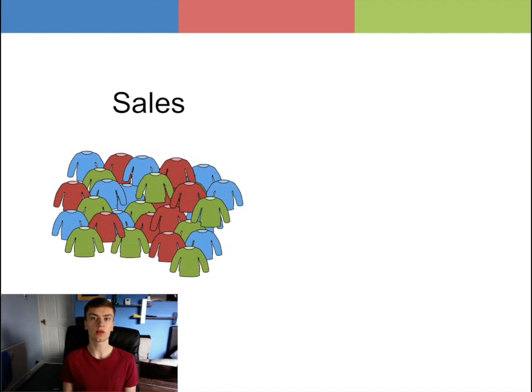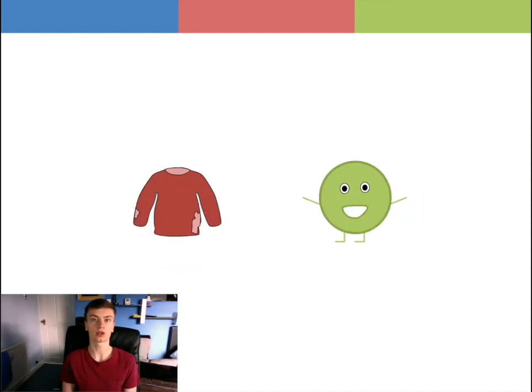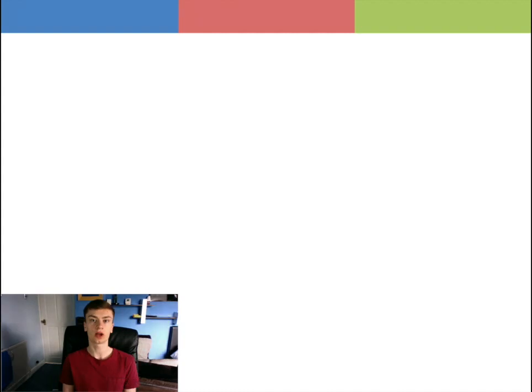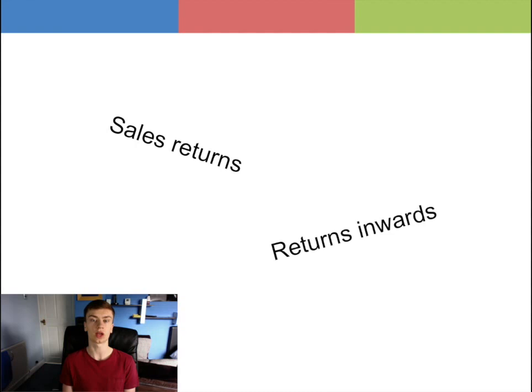The majority of businesses who sell goods or services on credit will usually have a small proportion of them returned by the customer. The goods or services may be returned to the business if they have defects or if they do not meet the specifications of the buyer. The returns of goods or services are known as sales returns or returns inwards.